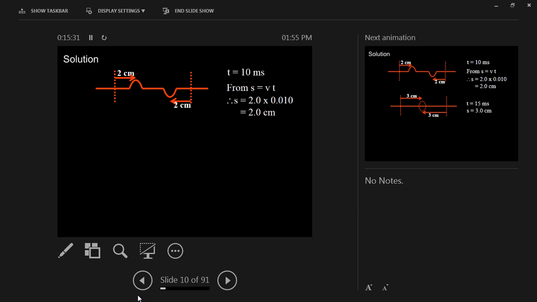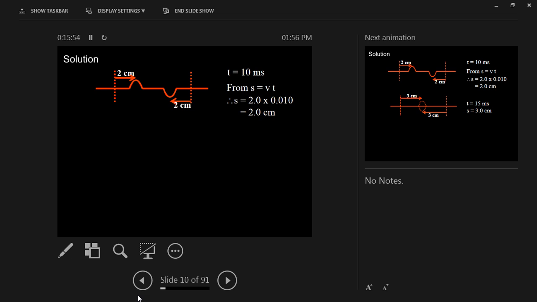Okay, that's the answer for the first one. You need to calculate the distance traveled by the pulses. And then you realize that, hey, actually they haven't met, they haven't overlapped. So the resultant just looks like this. Okay, then you do the same thing when t equals 15 milliseconds.